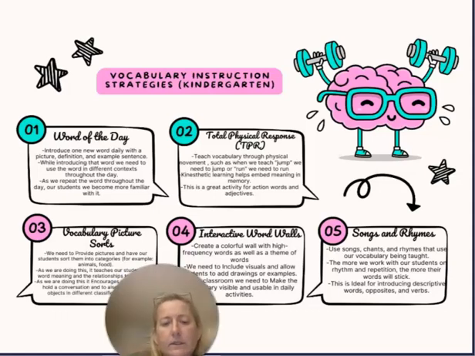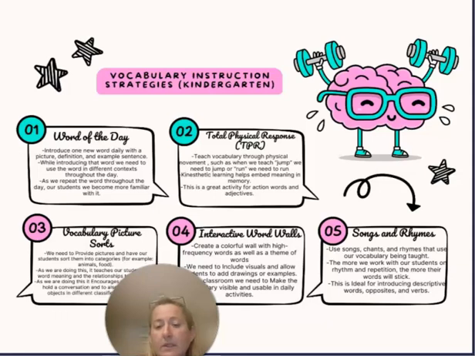Interactive word walls. Create a colorful wall with high-frequency words, as well as a theme with the words. We need to include visuals and allow students to add drawings and examples. In the classroom, we need to make the vocabulary visible and usable in daily activities.